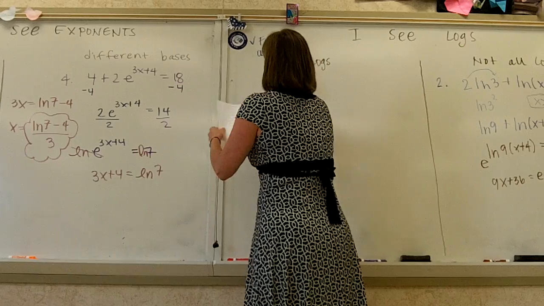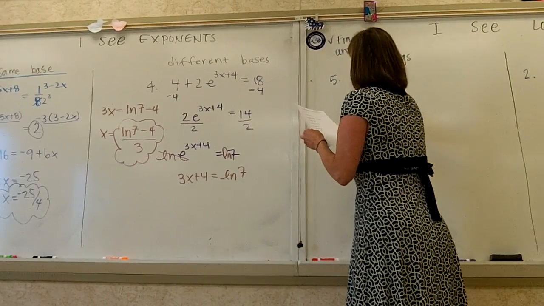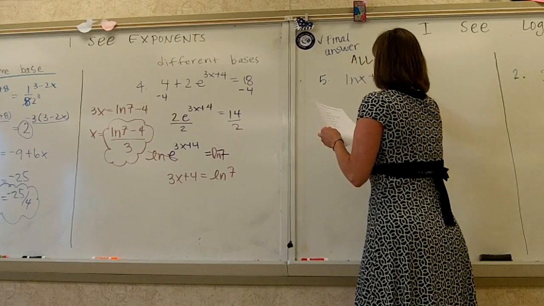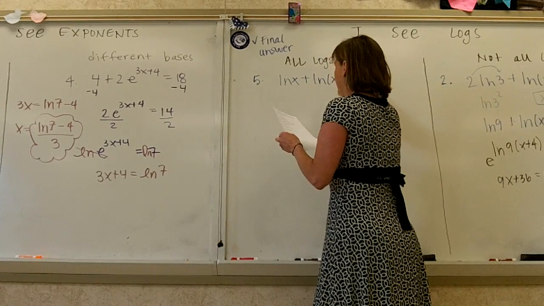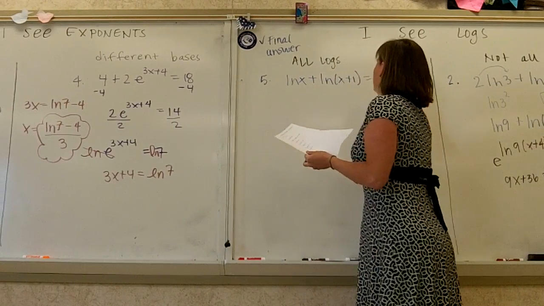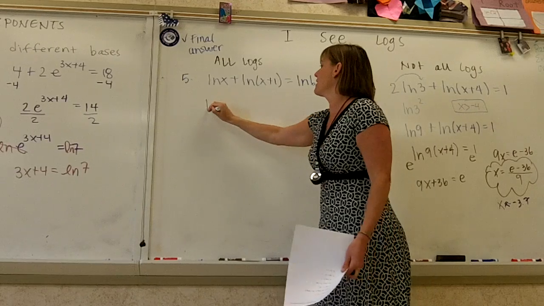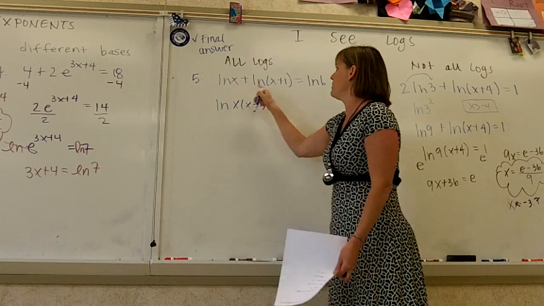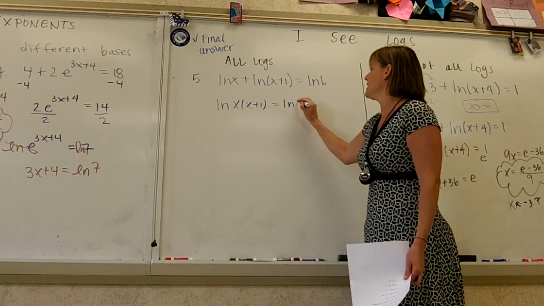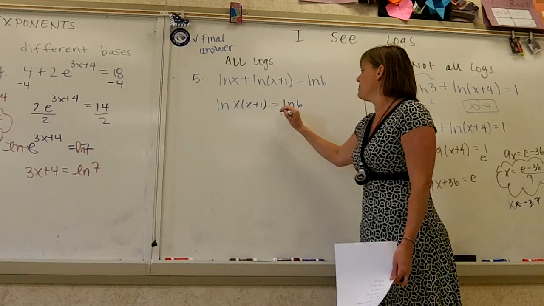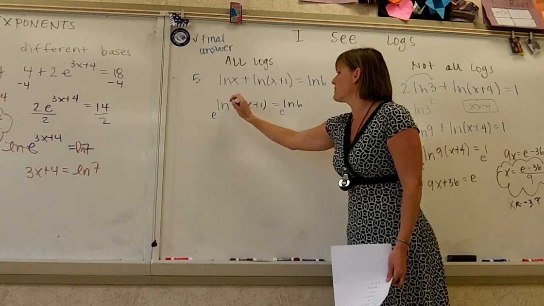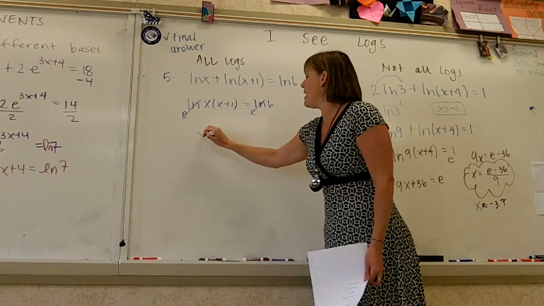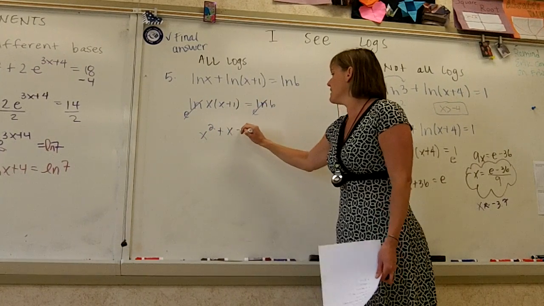So 5, the natural log of x plus the natural log of x plus 1, I like this one, is equal to the natural log of 6. So I'm going to squish them together. The natural log of x times x plus 1, by multiplying them, equals the natural log of 6. I'm going to change to base e. Those are going to cancel out. So x squared plus x equals 6.